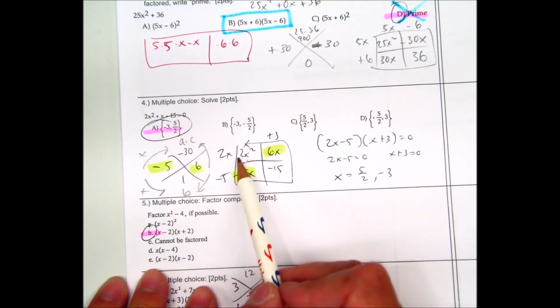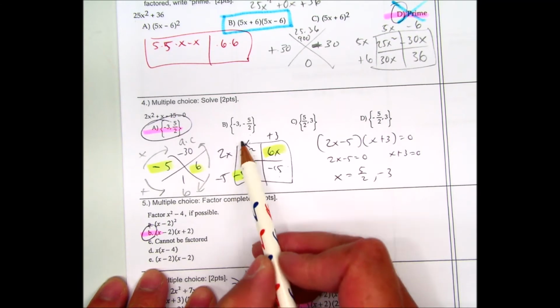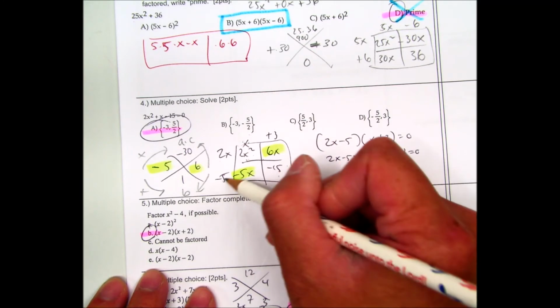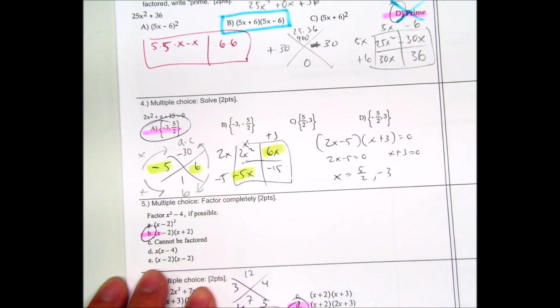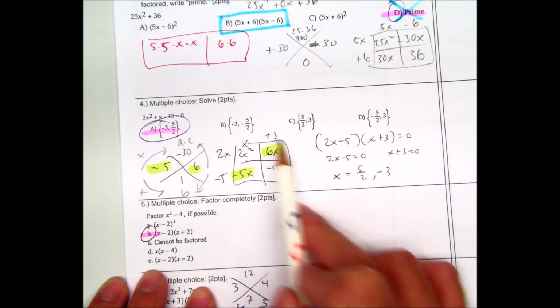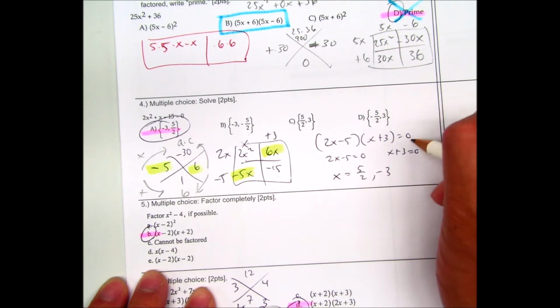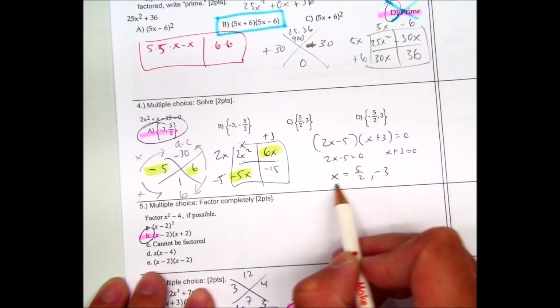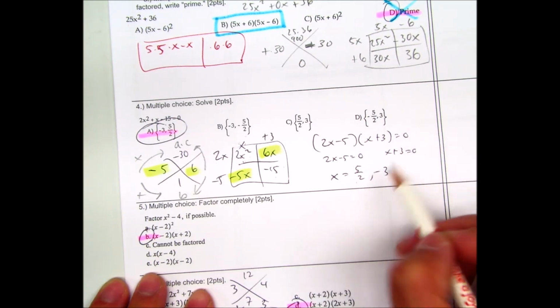Students who are starting to use this, the most common mistake is to put a 2 up here and then the x over here, switching these two. And you realize that 2x times something doesn't equal negative 5x. So you have 2x minus 5, and then x plus 3. And then when you set them equal to 0, that's called the zero product rule. Add 5, divide by 2, you get 5 halves, and subtract 3, you get negative 3.